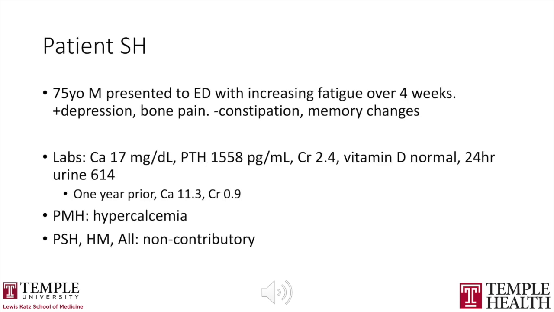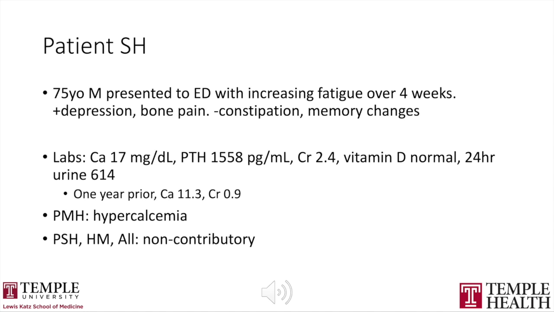So let's pivot a little. Patient SH, 75-year-old man, comes to the ED with increasing fatigue over 4 weeks. He has some depression. He reports bone pain, but no constipation, no memory changes, otherwise no major issues. But it's really this fatigue and sometimes the bone pain that prompted his arrival to the emergency room. On labs in the ED, his calcium is 17. The parathyroid hormone level is almost 1600. The creatinine is elevated, his vitamin D is normal, his 24-hour urine calcium is 614.